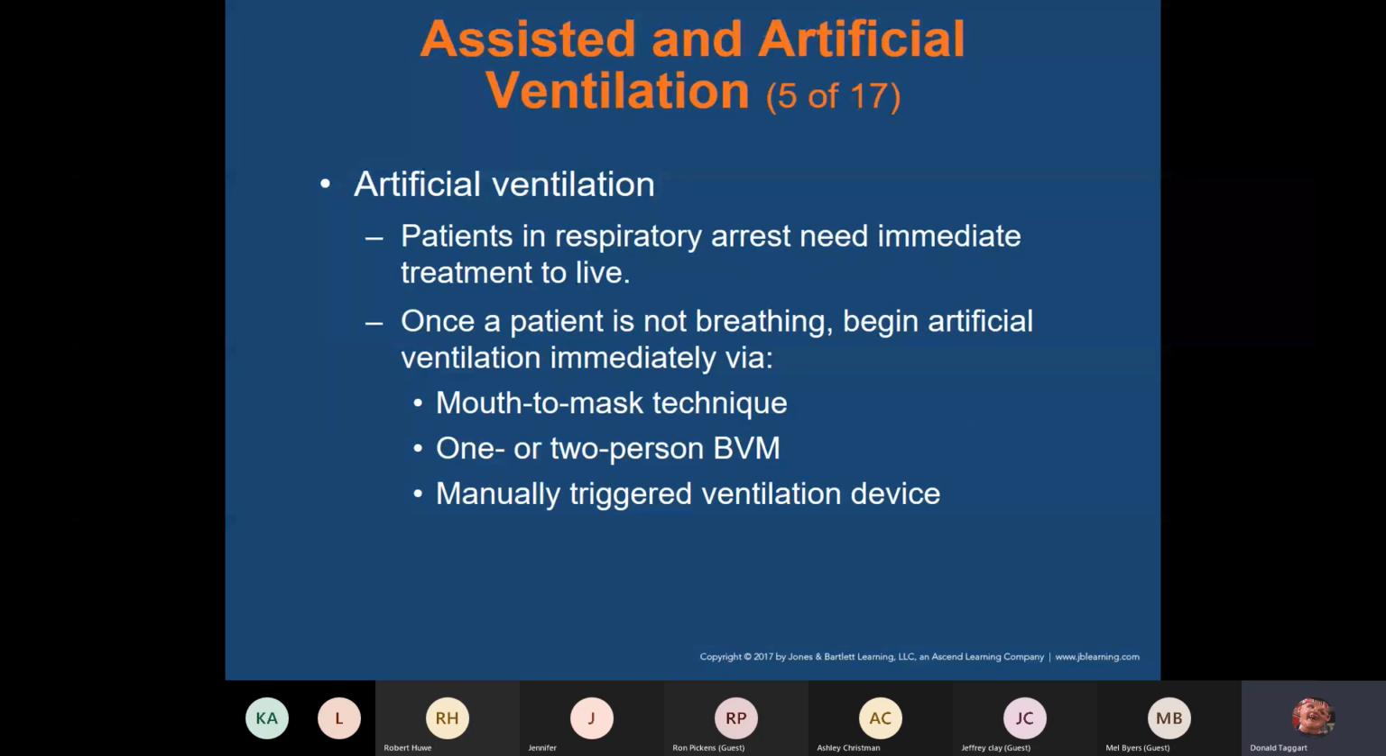Okay. Artificial ventilation. This means you guys are artificially doing it. They don't have any respiratory effort. So they're in cardiac arrest, or they're otherwise dead or not breathing. Maybe it's an overdose, something like that. So you have to immediately start ventilating them.